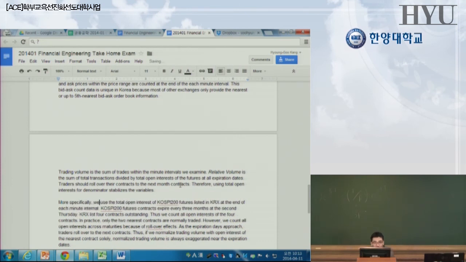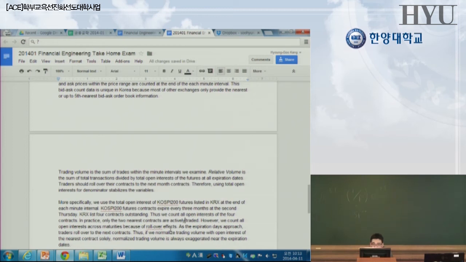More specifically, we use the total open interest of KOSPI 200 futures outstanding at the end of each minute interval. KOSPI 200 futures contracts expire every 3 months on the second Thursday. Characteristically, 4 contracts are outstanding, so we count all open interest of the 4 contracts. In practice, only the 2 nearest contracts are normally actively traded. However, we count all open interest across maturities because of the rollover effect. As the expiration days approach, traders roll over to the next contract.